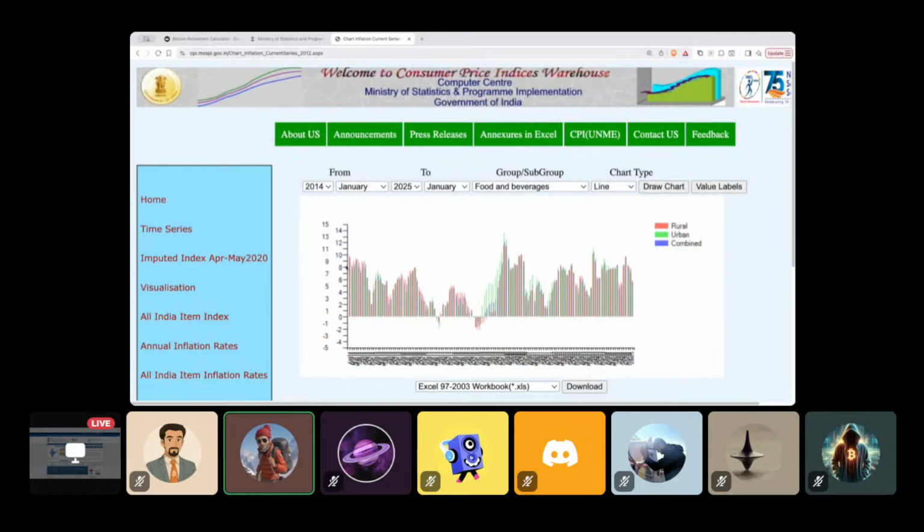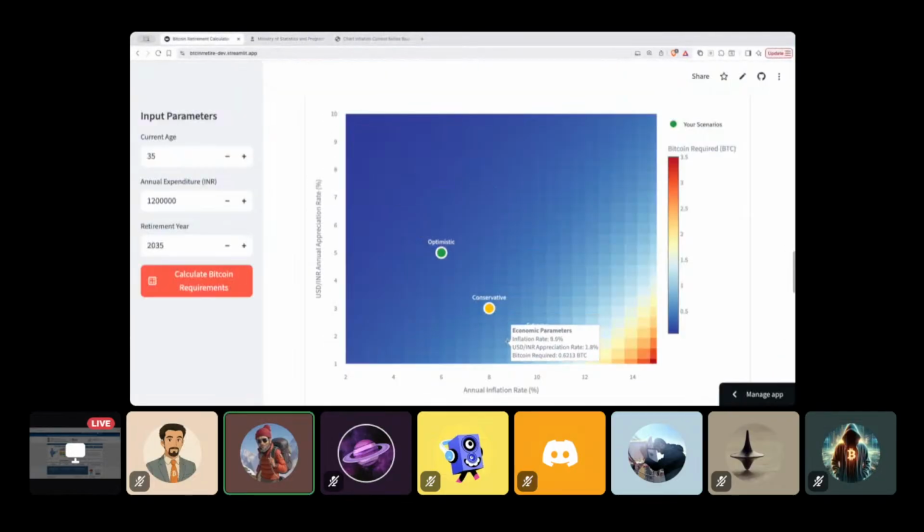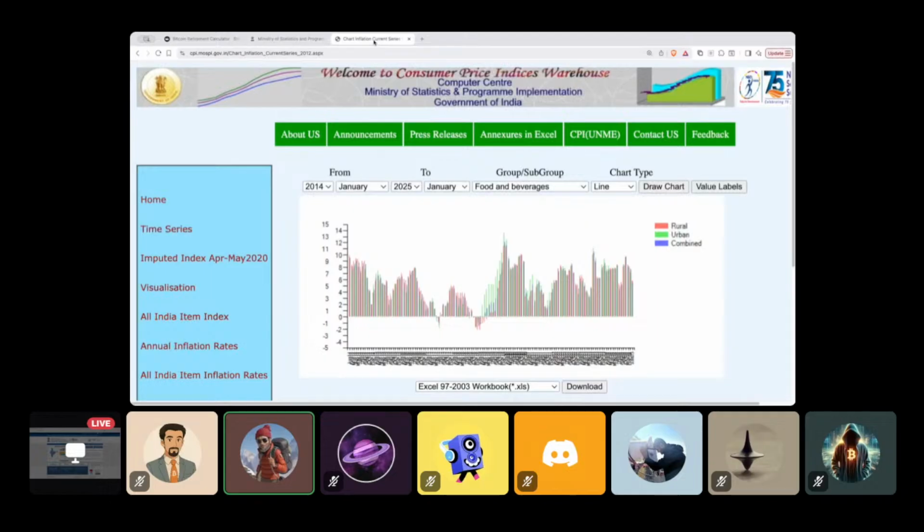So the percentage or the rate doesn't always move up into the right. Only the price index moves up into the right. And what we are considering here is the rate. So in our calculator, we are considering the rate. What does that mean? If we are assuming 8%, that means from 2014 onwards till 2025, there is a constant 8% increase in prices year on year.